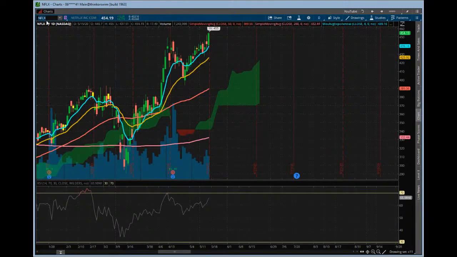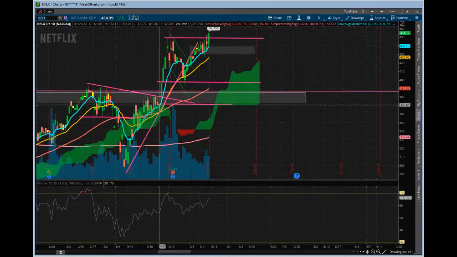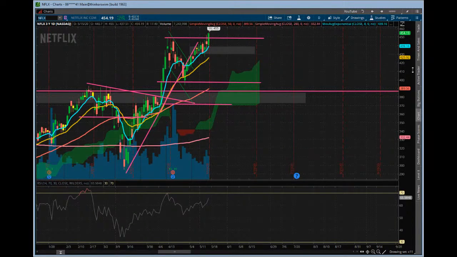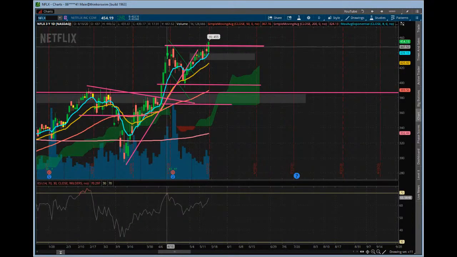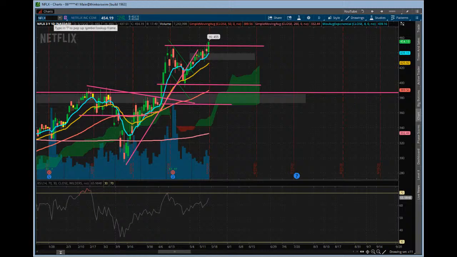Netflix, on the other hand, still kind of expensive, but it also hit all-time highs, and it did it on decreased volume. So let's see how it holds its prior all-time highs right here, and see if it can hold those levels. But nice breakout move right there. Netflix sometimes can be a little bit tricky, but finally a nice move on that one, tagged 455. Impressive move.